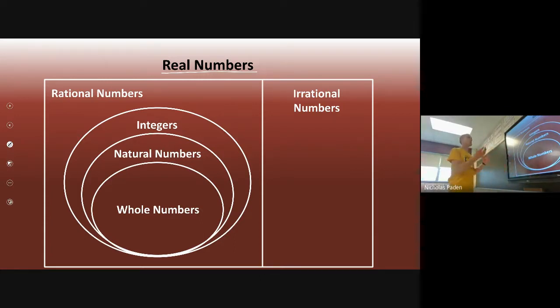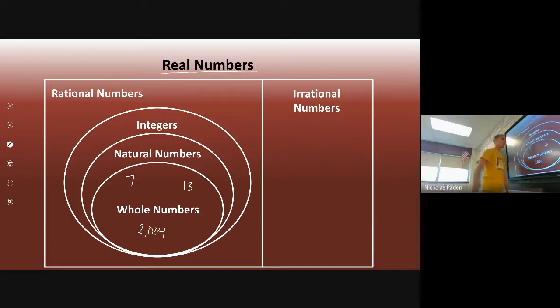So then we're going to use this to group everything as well. First of all, let's start in the very center. So the very middle circle here on the rational number side is the whole numbers. Whole numbers are 1 and everything after that. So we'll put a few examples there. 7 is a whole number. 13 is a whole number.